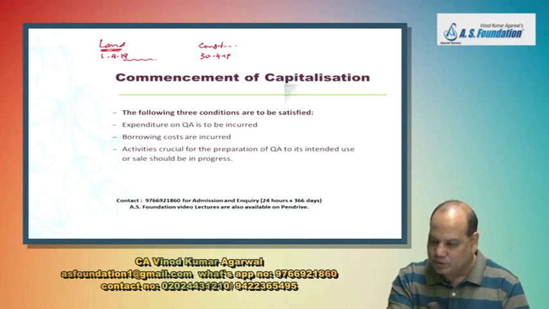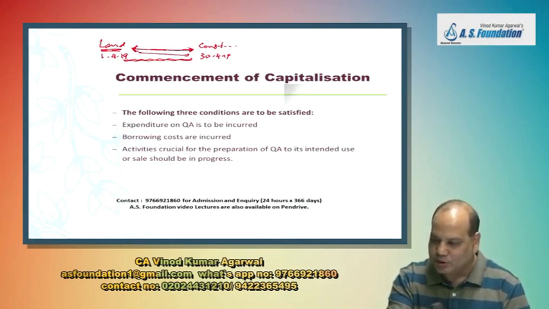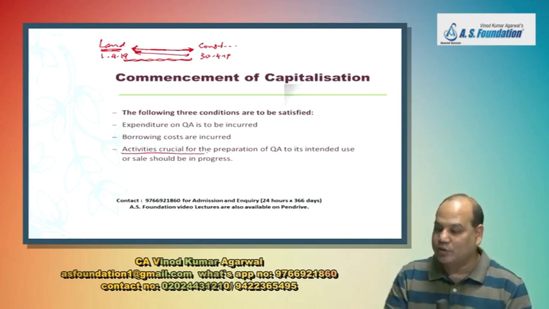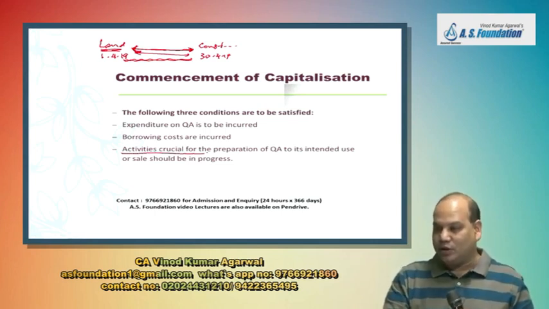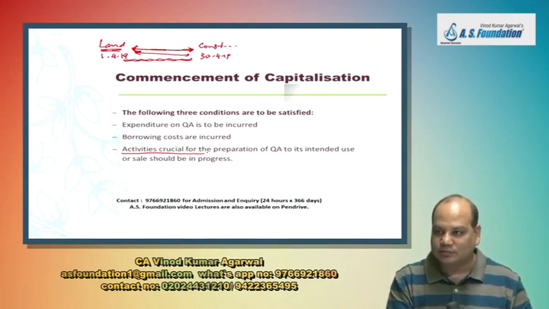But during this period, what are you doing? During this period, you must be involved in some administrative activities like getting the plan approved, getting an architect who will do all the planning, going to the municipality and getting your plan approval. Will that also be called an activity crucial for preparation of the qualifying asset for its intended use or sale? Yes.